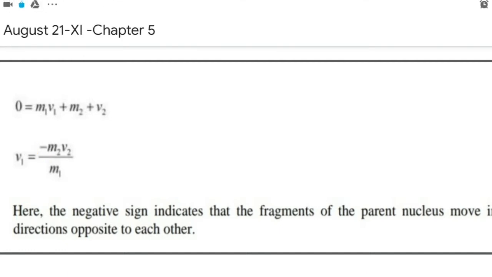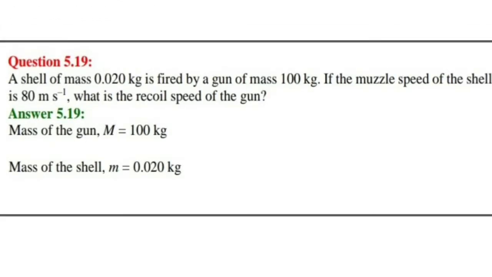Now coming to the next question, question 5.19. A shell of mass 0.02 kilogram is fired by a gun of mass 100 kilogram. If the muzzle speed of the shell is 80 meter per second, what is the recoil speed of the gun? So masses of gun and shell are given. You are asked to find the recoil speed.